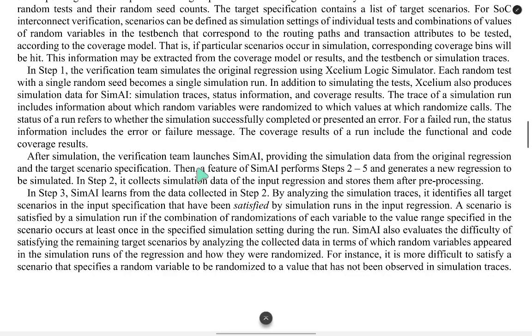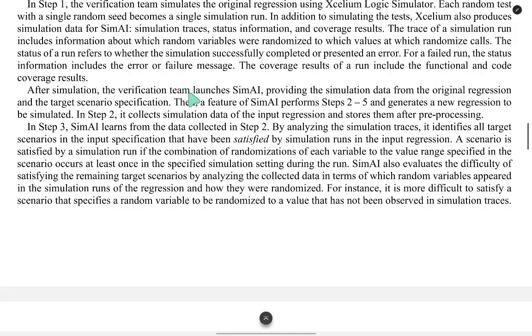After simulation, the verification team launches SimAI, providing simulation data from the original regression and the target scenario specification. Then a feature of SimAI performs steps 2 to 5 and generates a new regression to be simulated. Step 2 collects the simulation data of the input regression and stores it after pre-processing.